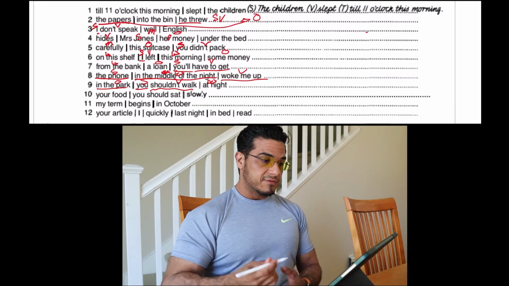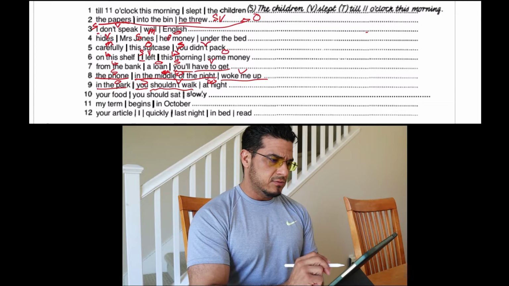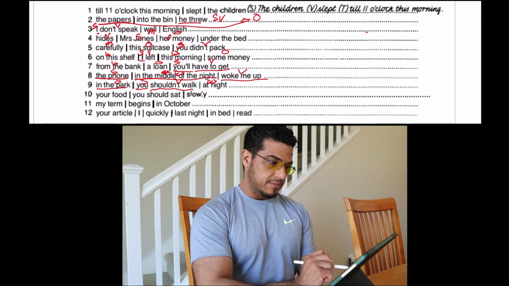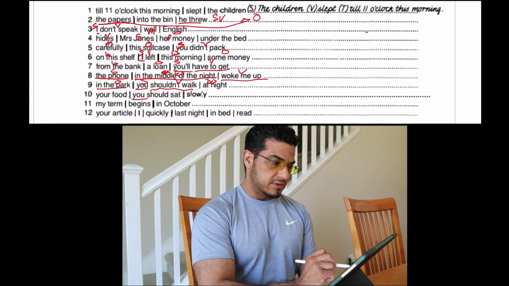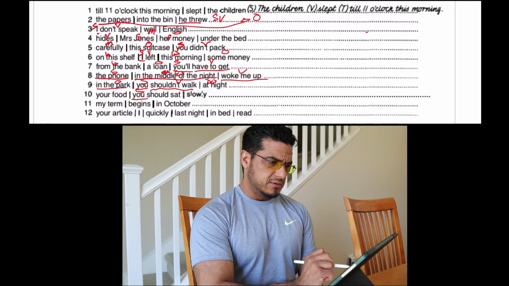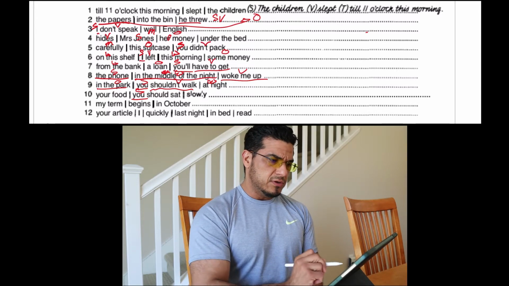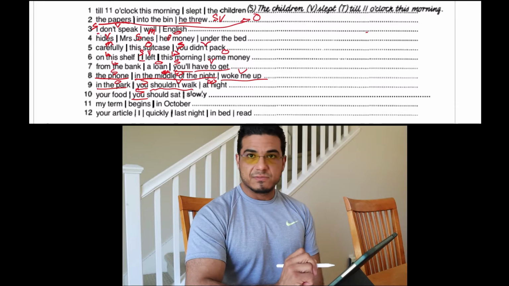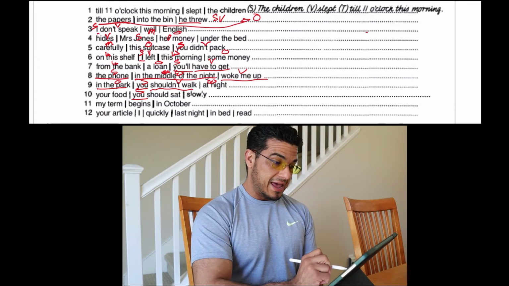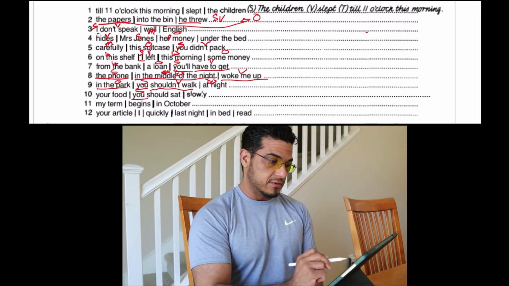Number 10, your food, you should sat slowly. This one's a little strange, actually, now that I look at it. So you is going to be your subject. Should have your food, you should sat slowly. So this one actually, I'm sorry, that took me a while. You should have sat slowly with your food is how that should read.